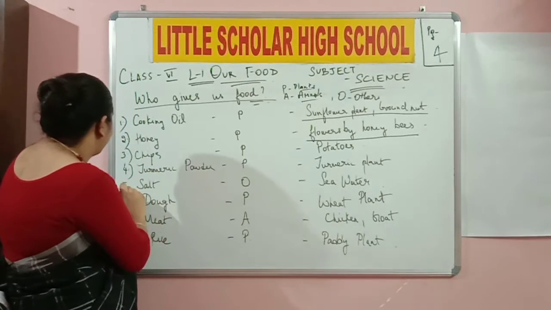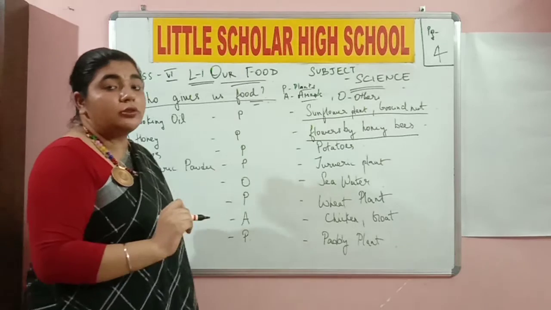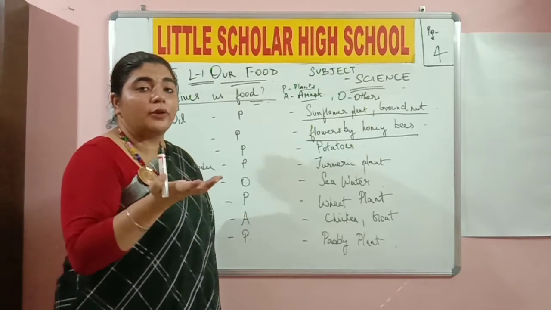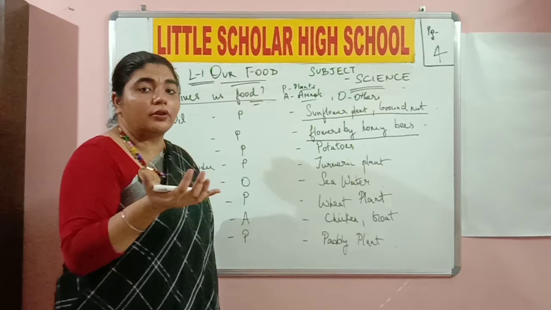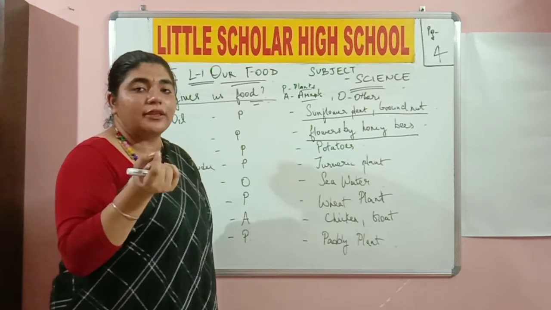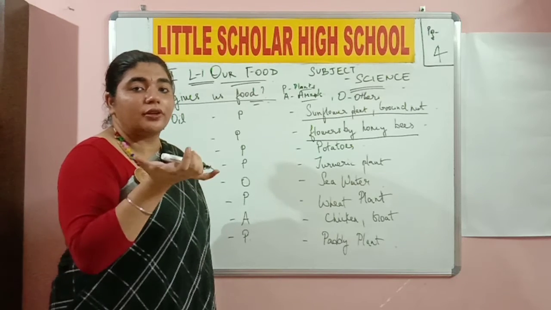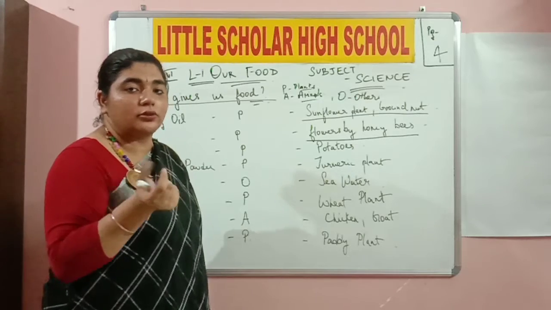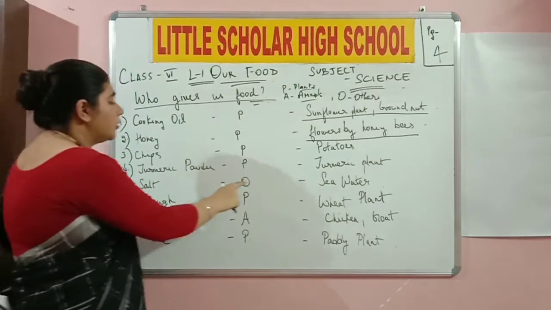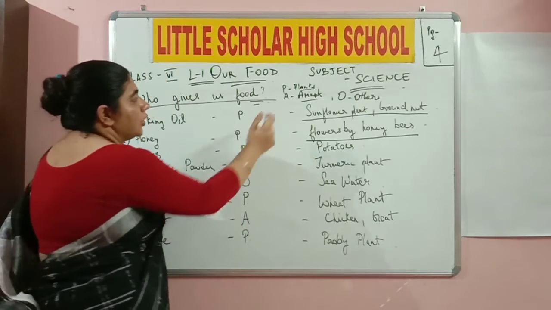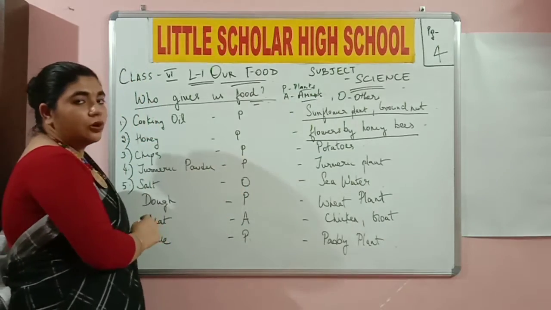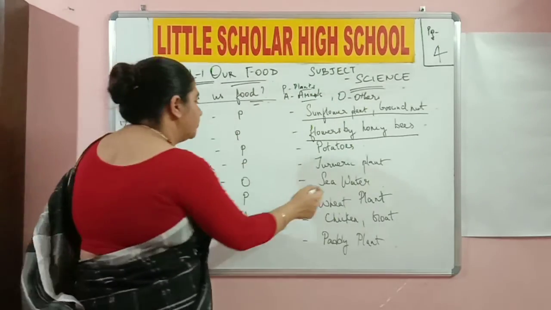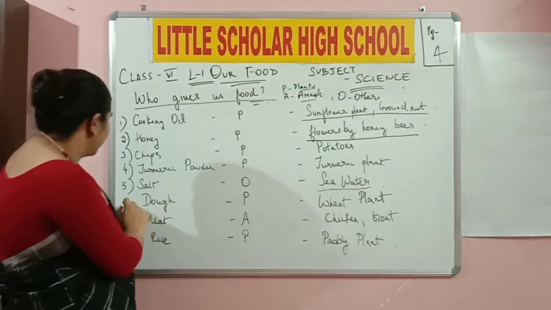Now the next one is salt. What is the process of making salt? Evaporation. Do you remember? You take a bowl of sea water or some lake water which is usually salty in taste, and you evaporate it. The leftover grains that you see in the bowl are going to be salt. So mention an O over here because it is neither plant nor animal. You do not derive salt from plants or animals but from sea water. Mention sea water over here.